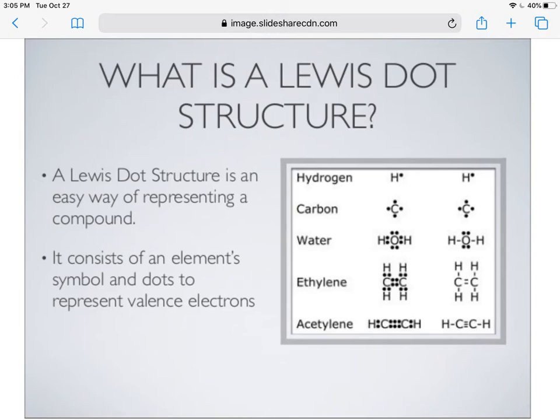Hello everybody, you're going to be doing Lewis dot structures along with the bonding that you did yesterday and the day before together, okay?